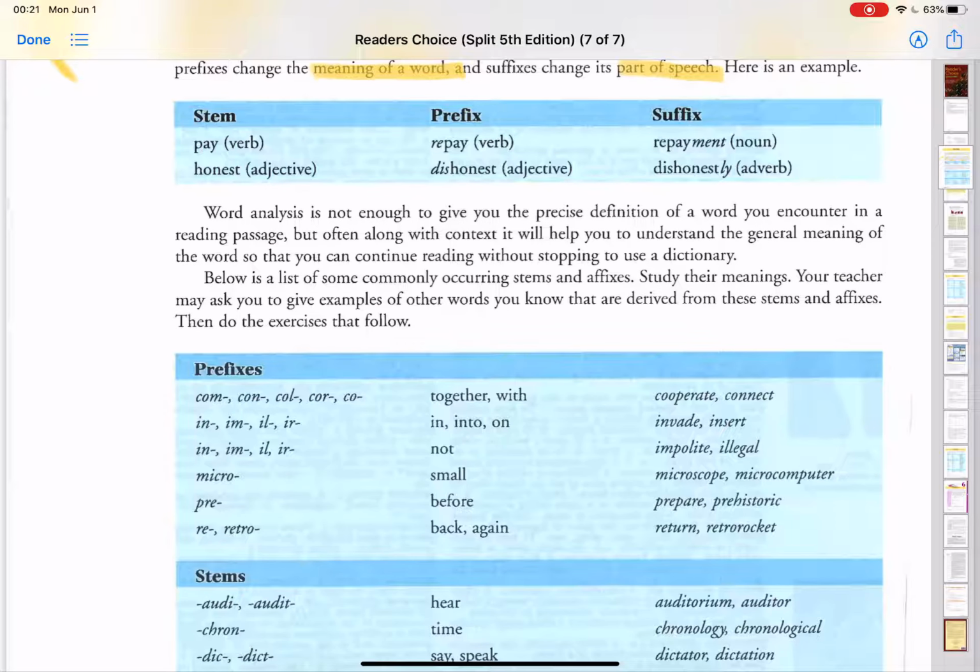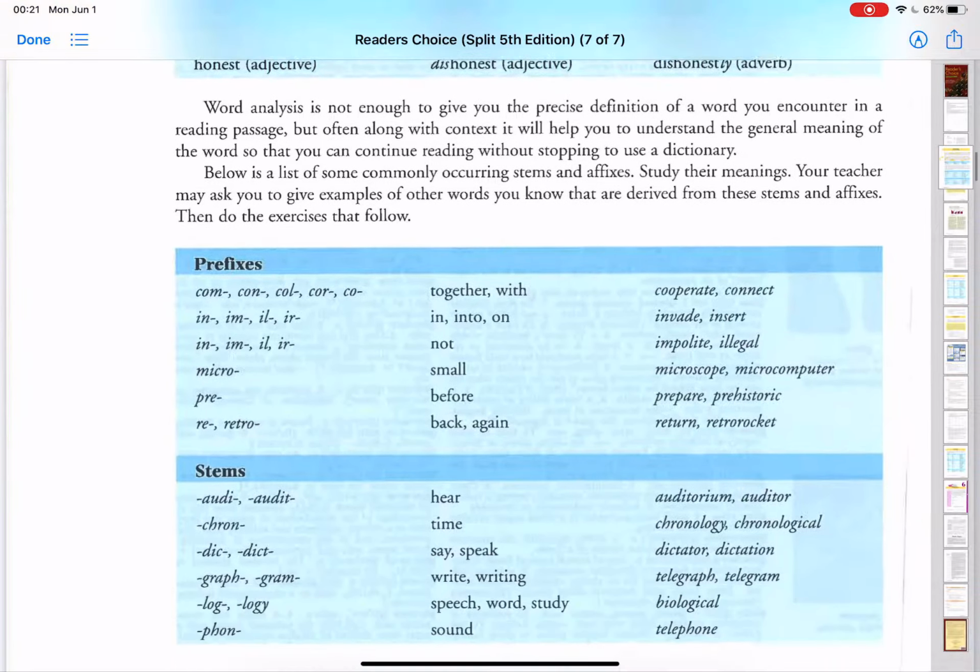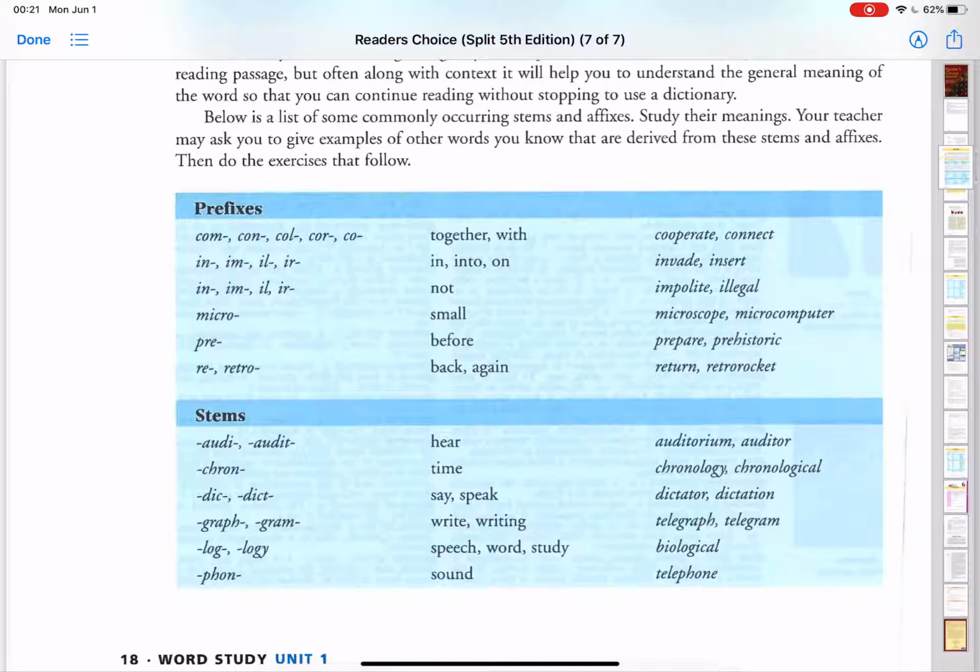Word analysis might not be enough on its own to give you a precise meaning of the word, but a lot of times with context, it's enough to give you the general meaning, a general understanding, so you can keep reading without having to stop and use the dictionary. What you'll find on the next couple of pages are some commonly occurring stems and affixes. These are important. They occur all the time. You need to learn them.